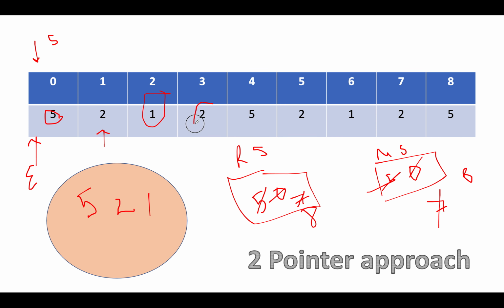Next we have 2. Since 2 is already present, we will keep on incrementing the start pointer till the time 2 is not removed from the set. So the first element to be removed is 5. So 5 gets removed, 5 is gone. Running sum gets reduced by 5. So the updated running sum is 3.